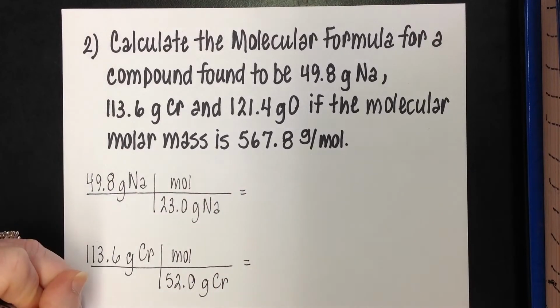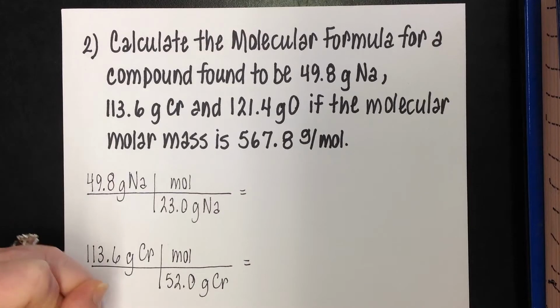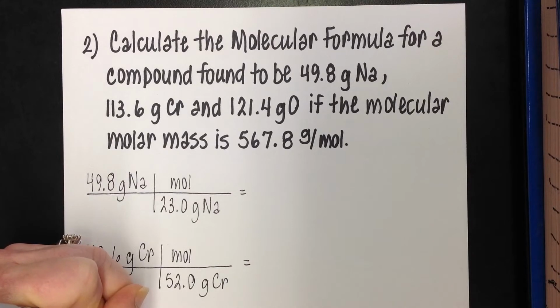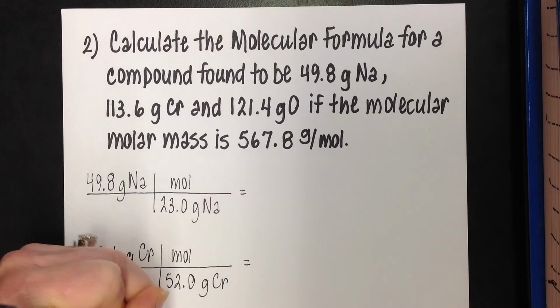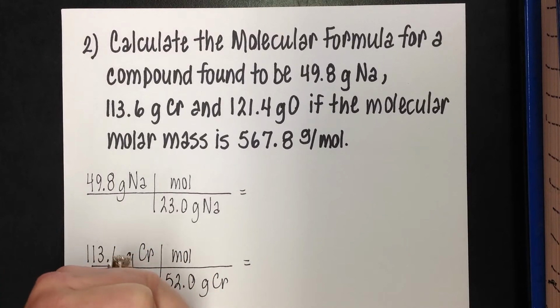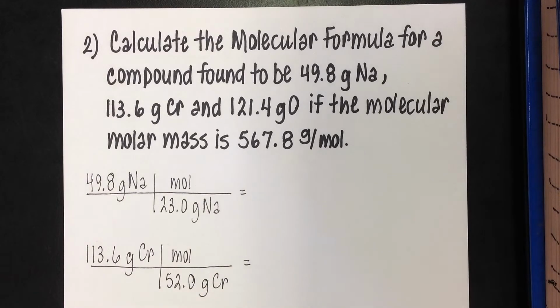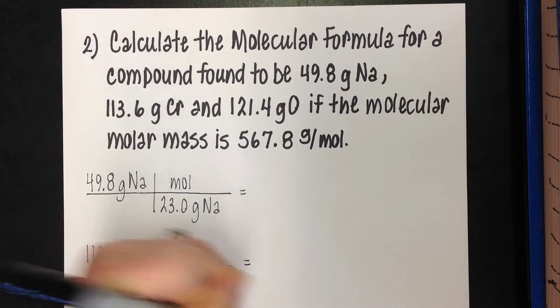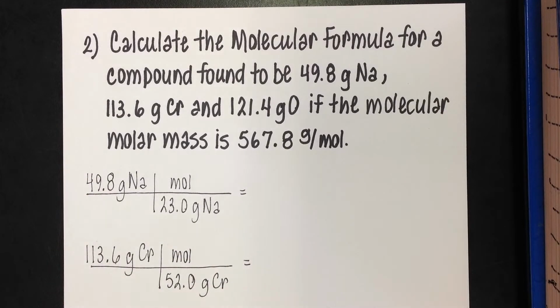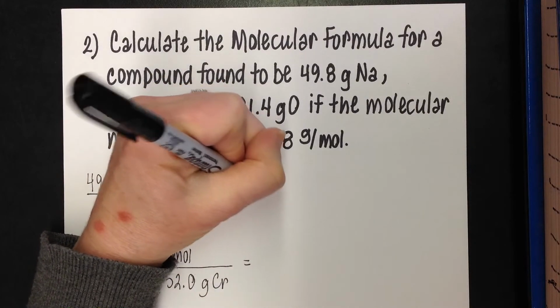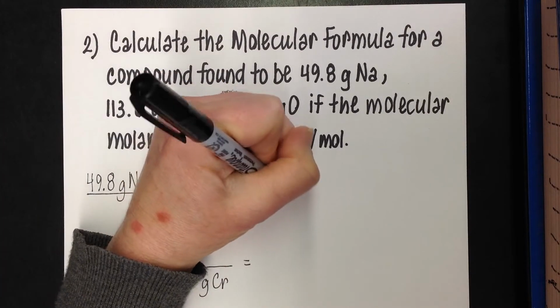And we have 121.4 grams of oxygen, and that's 16 grams per mole. There we go. So let's go ahead and calculate this up and see what we get. So 49.8 divided by 23 is 2.17 moles of sodium.